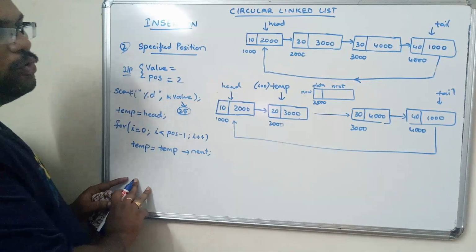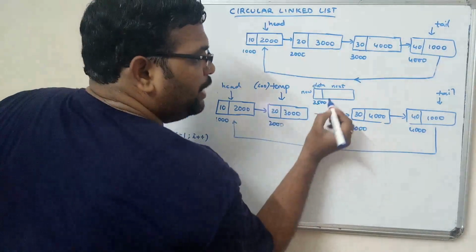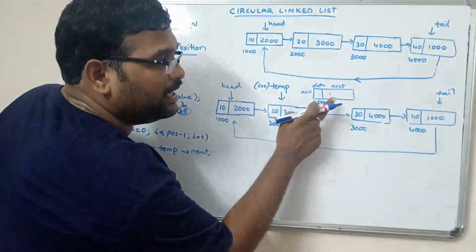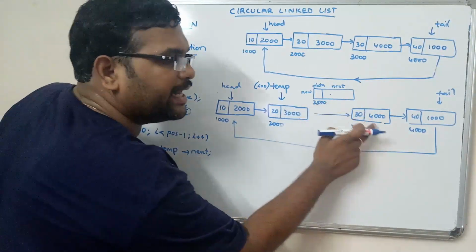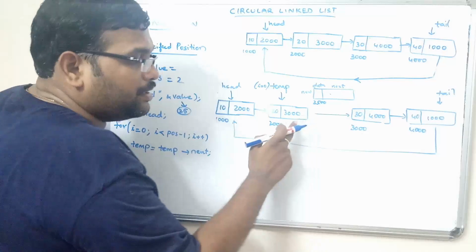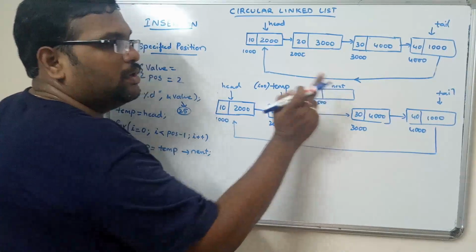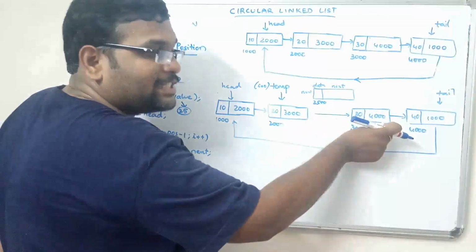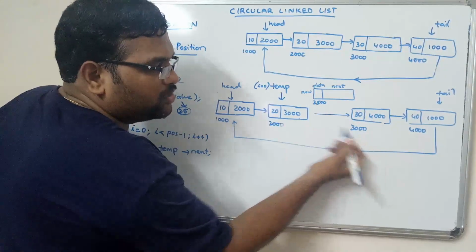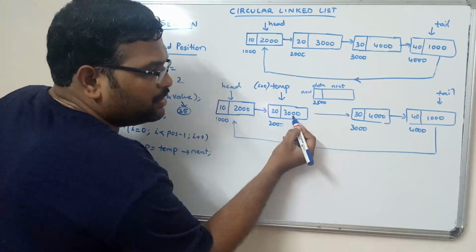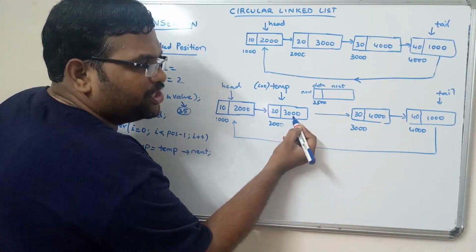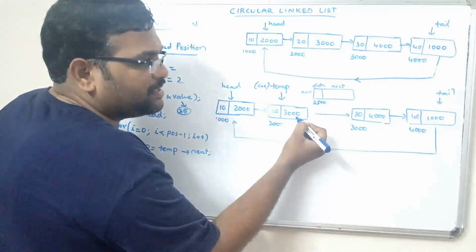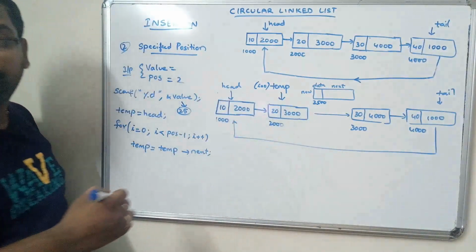Now what do we have to do? Carefully observe. We have to establish the link between the newly added node and the next node, and the previous node and the newly added node. First we have to establish the link between the current node and the next node. What is the address of the next node? 3000. Where is it stored? It is in this position, that means temp of next.